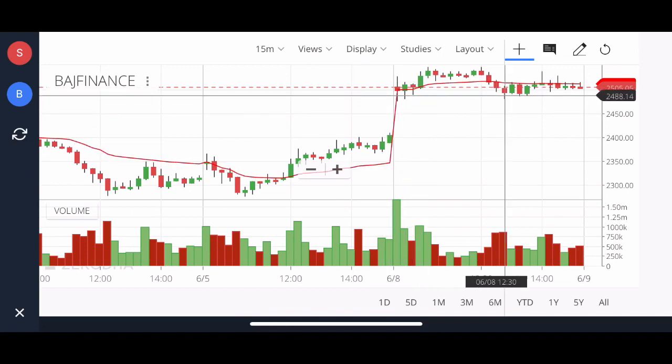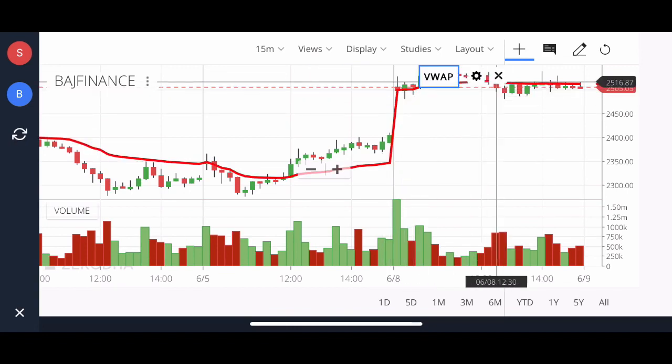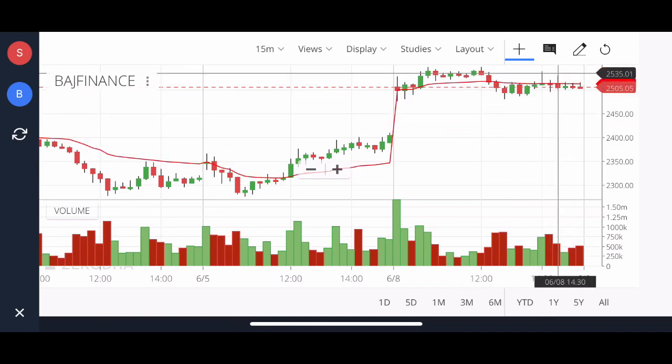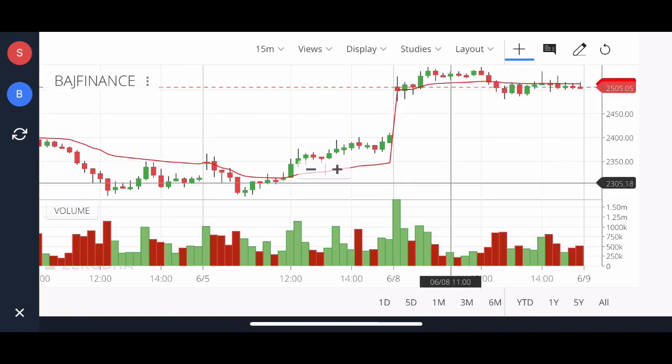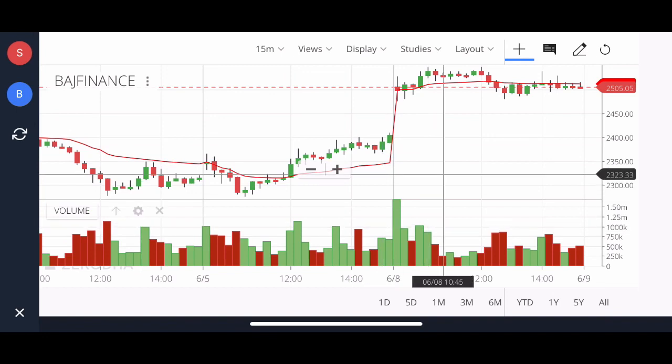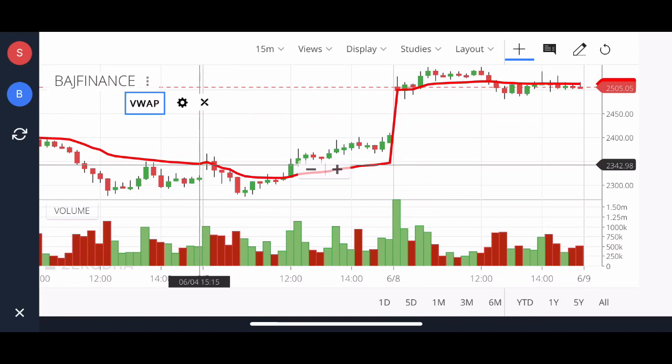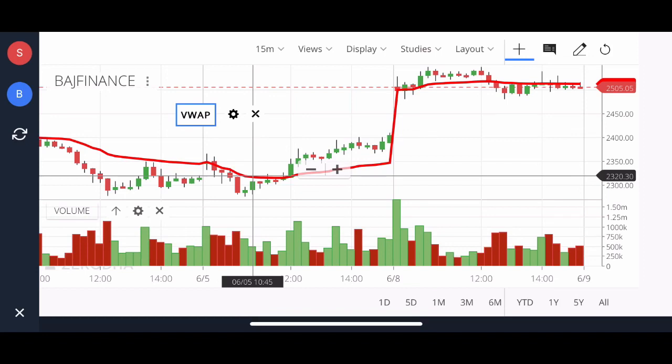Then you see that it has almost boomed. Then you can book profit here. Now it is consolidating near the VWAP. It's not showing any big move and the volumes are also rising. So VWAP alone, you cannot rely on VWAP. You need to use other indicators along with VWAP. VWAP is just a confirmatory signal. You can use other indicators, which I will be showing and helping you out with in my further videos.